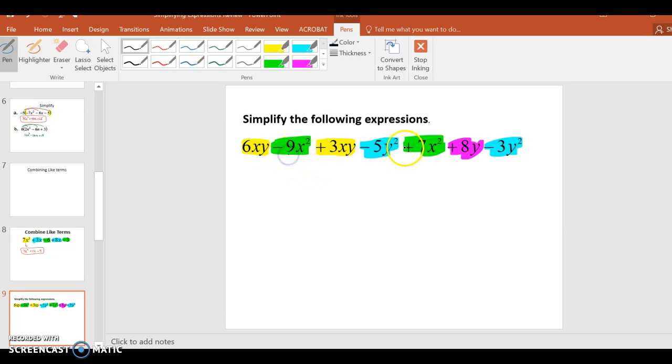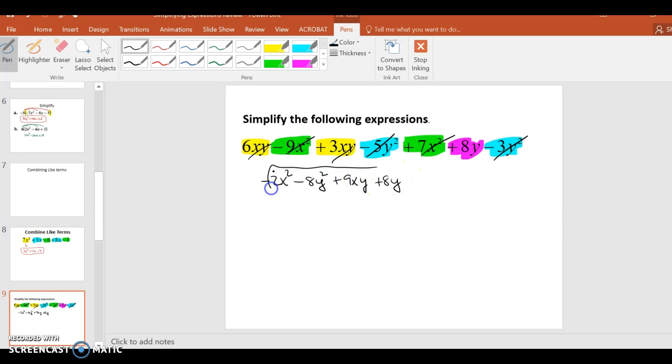So negative 9x squared plus 7x squared would give me negative 2x squared. Sometimes I like to cross them out, let myself know I used them. And I'll go to the y squareds. So negative 5y squared minus 3y squared. Negative 5 minus 3 is negative 8y squared. Cross them out. I've used them. Then 6xy plus 3xy would give me 9xy. And then finally, I'm going to have to bring down this 8y.